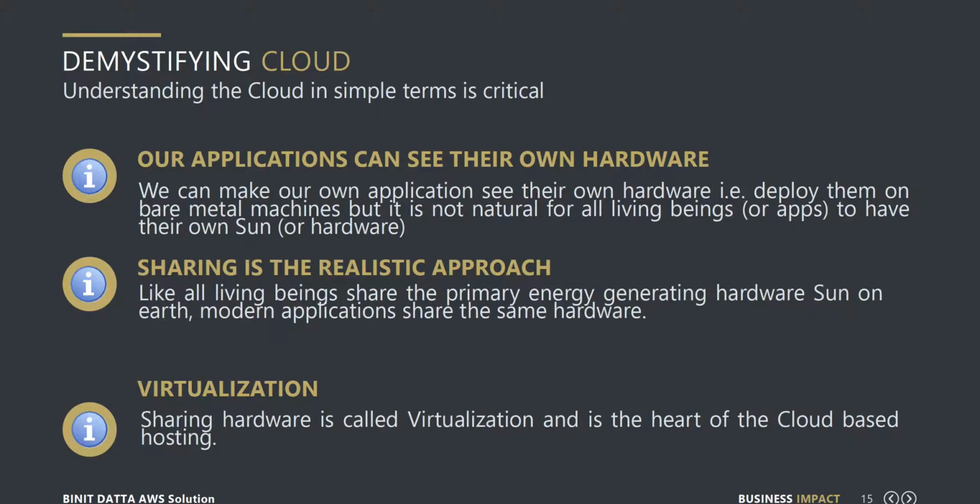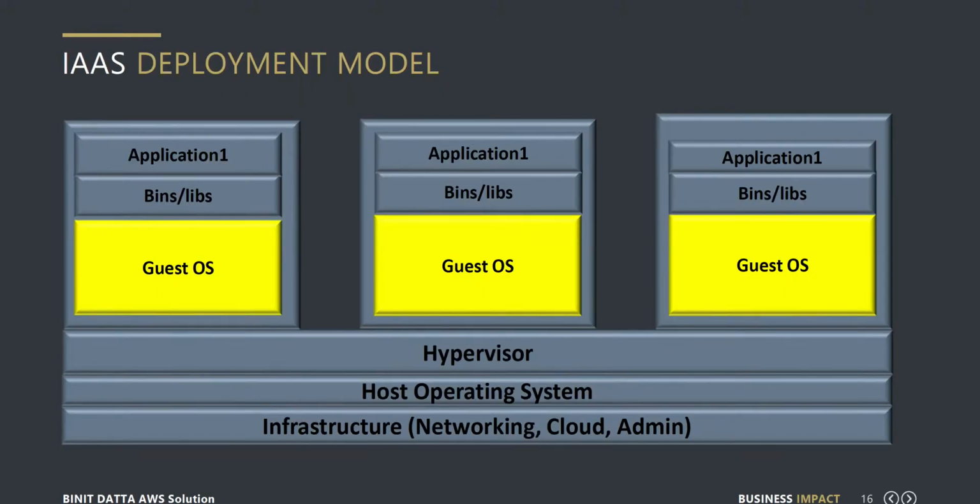A little bit different, as you can see. I don't want to drag this too far. The sun is so powerful, it can power everything in our Milky Way galaxy. But when you talk about cloud virtualization, we obviously need more than one physical machine to power a lot of applications. So that's the difference. Otherwise, the analogy is the same. Living beings share the sun and applications share hardware. That's called virtualization.